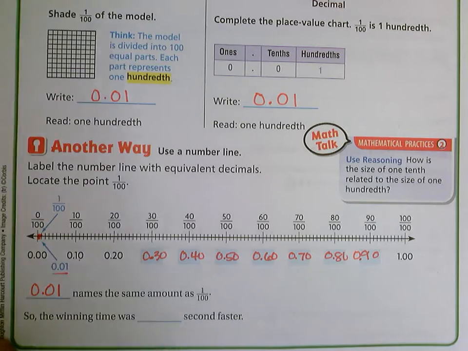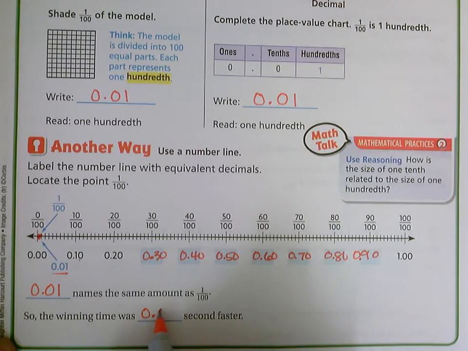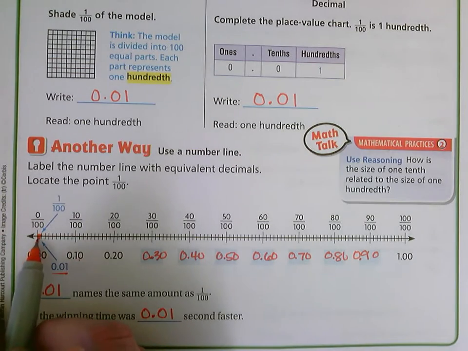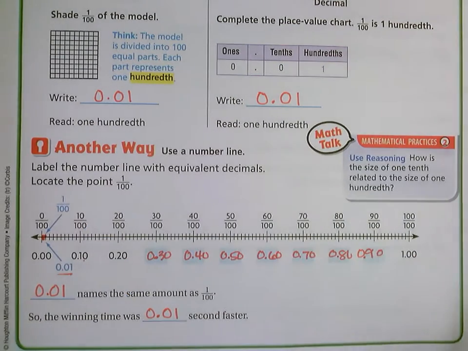1/100th names the same amount as 100th. So the winning time was only 1/100th of a second faster. If a whole second took from here to here to go by, it was that close. What a close race.